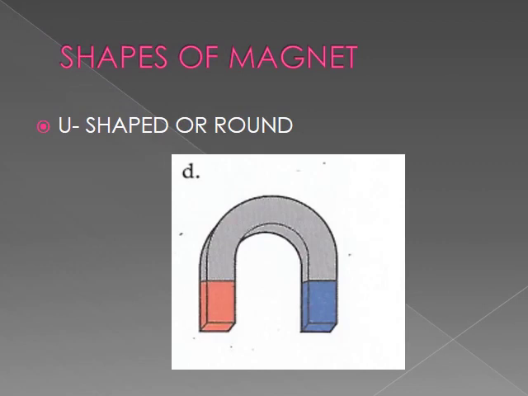My dear students, here is another shape of a magnet. What is the name of this shape? Yes, U-shaped or round. You can see here the U-shape or round type of magnets. So there are different types of shapes of magnets. They can be rectangular, cylindrical, horseshoe shaped and U-shaped. So here is the U-shaped magnet.